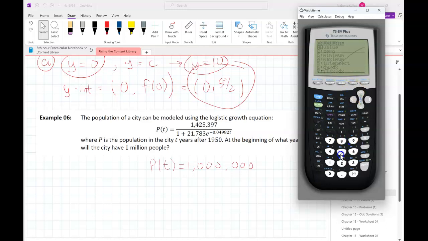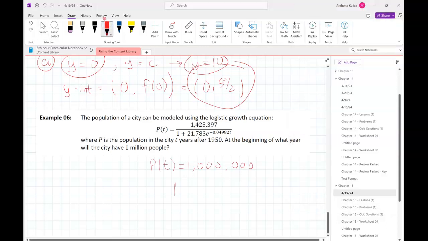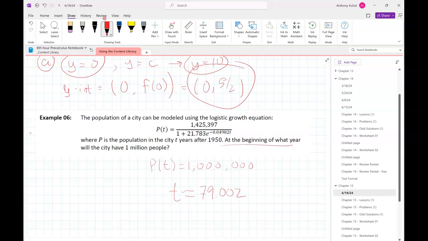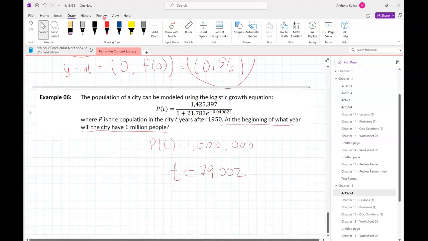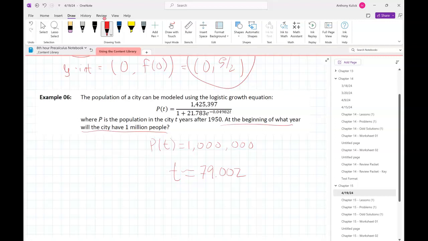Second trace, intersect command, enter, enter, enter. And I get 79.002. So how would I answer my question? So I round this up to 80, right? And then 1950 plus 80 is 2030.